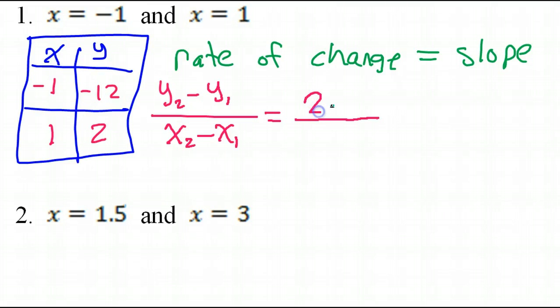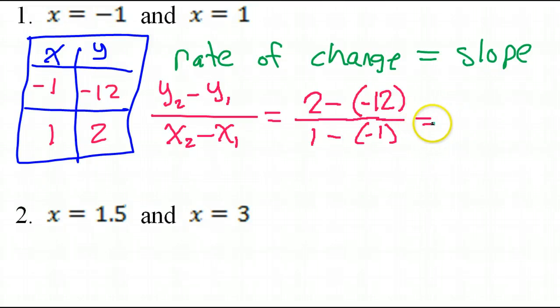So 2 minus, now be careful with this negative 12. When you're subtracting and the second number is negative, I highly recommend you put that second number in parentheses. All right, this is not just 2 minus 12, this is 2 minus negative 12. Hear the double negative here? 2 minus negative 12. Okay, now the x values are, again, 1 minus negative 1.